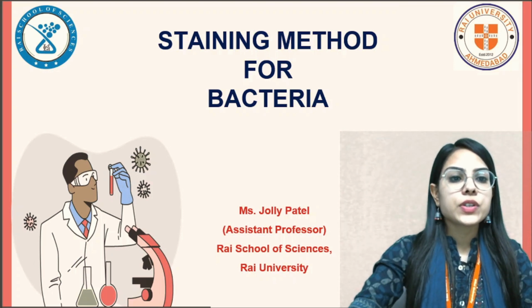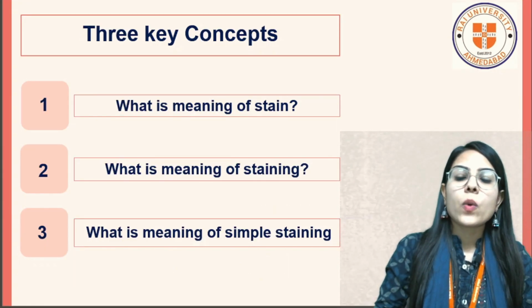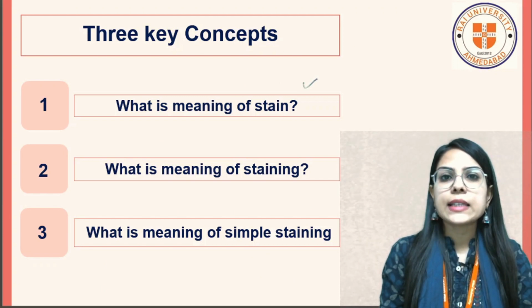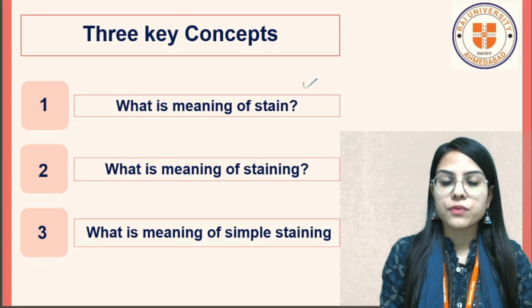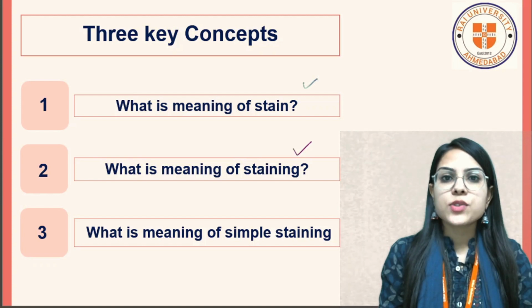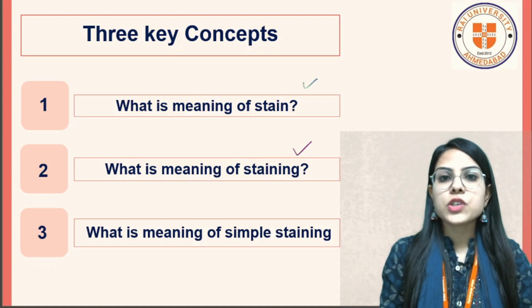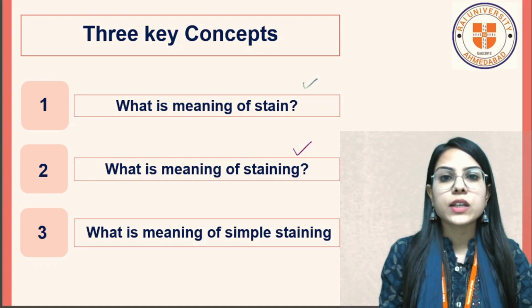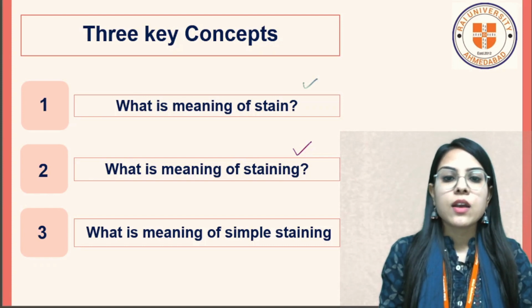Our first question is, what is the meaning of a stain? A stain is basically a color compound, or we can say a dye, which we can use for staining. Second, what is the meaning of staining? Staining is a procedure through which you are giving color to the bacteria artificially. So it's a kind of method or procedure.